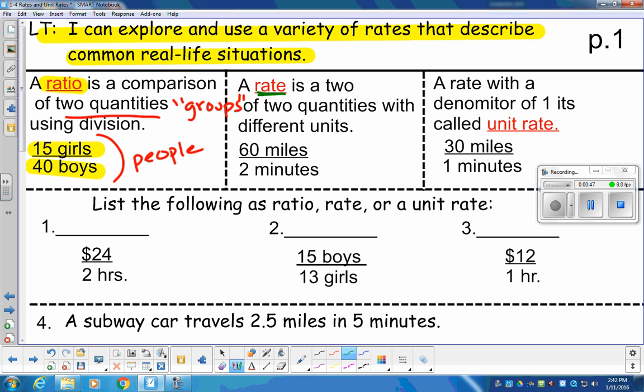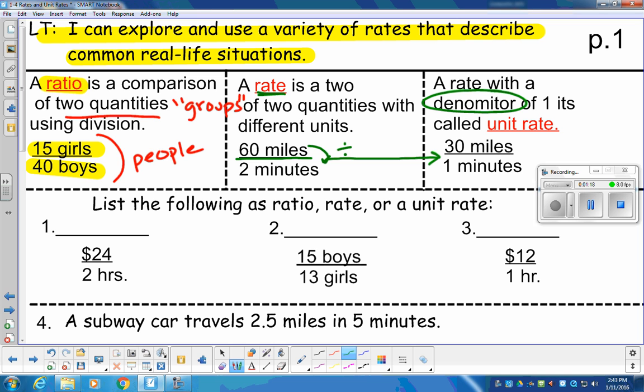Over here in the middle, we have something called a rate. A rate is when you have two quantities with different units. So for example, miles being compared to minutes, two totally different things. When you take a rate and you convert it to one of something, it becomes what's called a unit rate. So a rate with a denominator of 1 is called a unit rate. We take the top number and divide by the bottom number, and we get down to a unit rate.